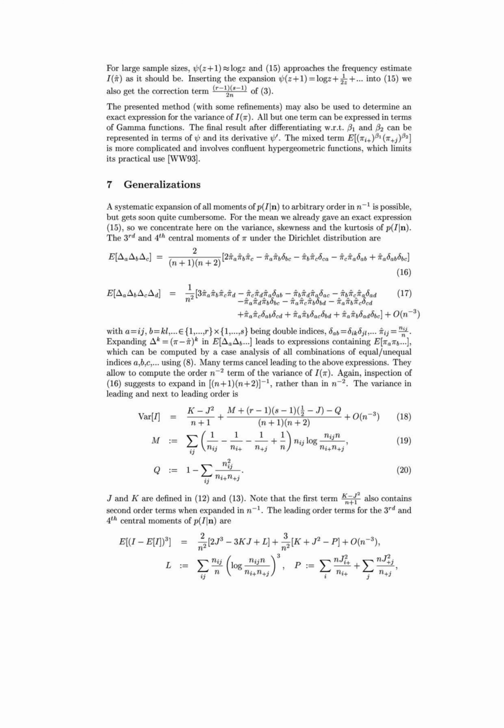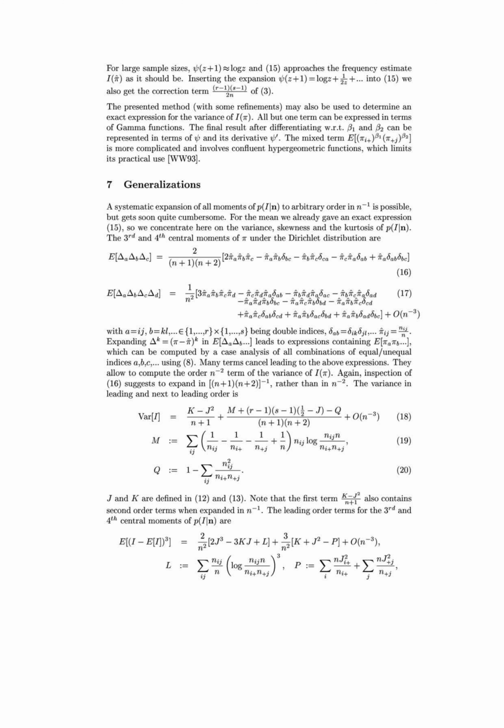Expanding Δ_k equals π_k minus the mean of π_k, and expanding the moments leads to expressions containing expectations of products of Δ, which can be computed by a case analysis of all combinations of equal and unequal indices A, B, C using the Dirichlet moments. Many terms cancel, leading to the above expressions. They allow us to compute the order n^-2 term of the variance of I(π).